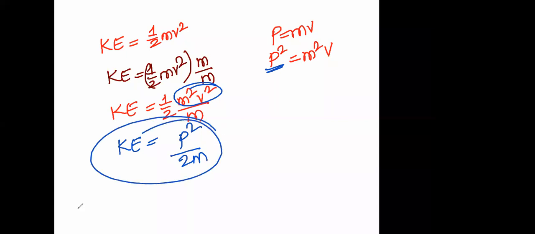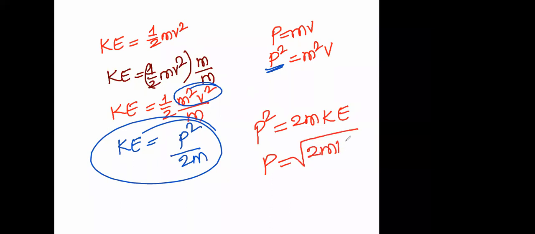This is the relation between the kinetic energy and momentum. KE is equal to p square divided by 2m. Otherwise, p square is equal to 2m into KE. P is equal to square root of 2m into KE, we will write. This is the relation between the momentum and the kinetic energy.